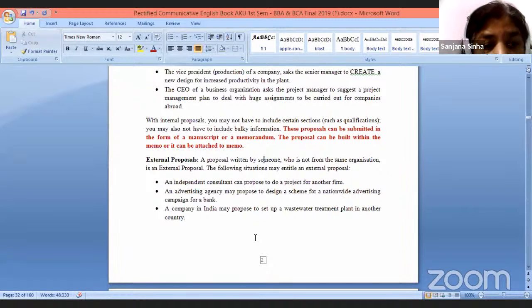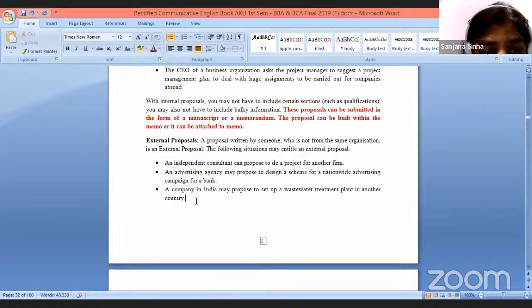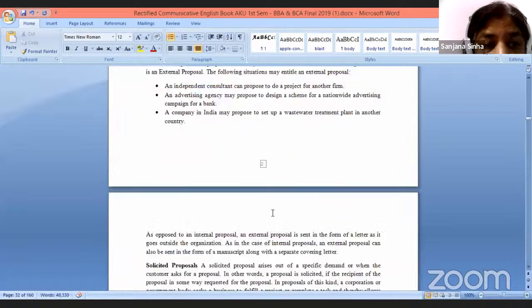External proposal. A proposal written by someone who is not from the same organization is an external proposal. The following situations may entail an external proposal. An independent consultant can propose to do a project for another firm. An advertising agency may propose a scheme for a nationwide advertising campaign for a bank. A company in India may propose to set up a waterproof treatment plant in another country. So all these are examples of external proposals.